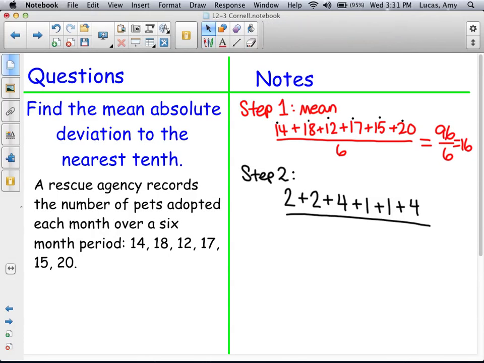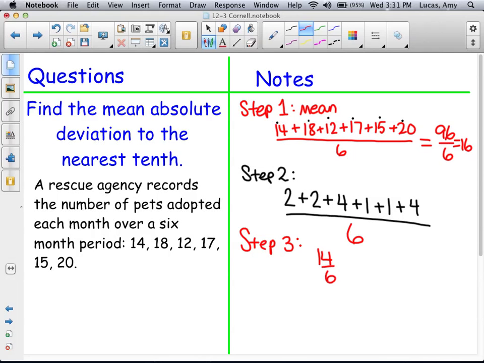Step 3 then is to add those up and divide by 6. So 14 divided by 6, 2.3 repeating. That's the average distance away from the mean.